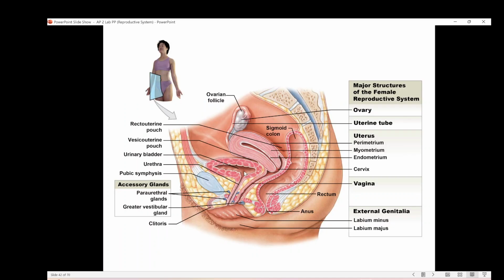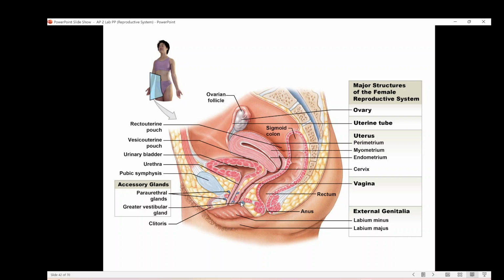Let's take a look. So here is the bladder, right, the urinary bladder, urethra. See these four little blue glands? One, two, three, four. They are the paraurethral glands, right? Para means next to, urethra. So they're next to the urethra, and they'll secrete their secretions right into the urethra, then come out this way to the vestibule area.